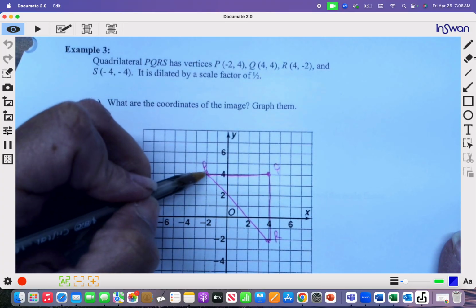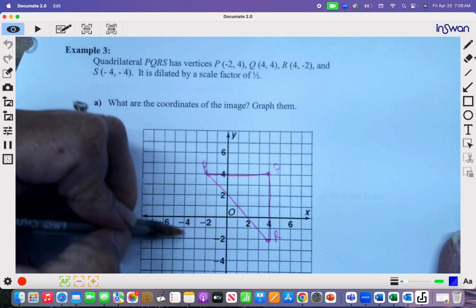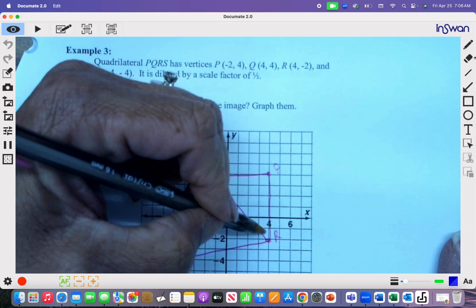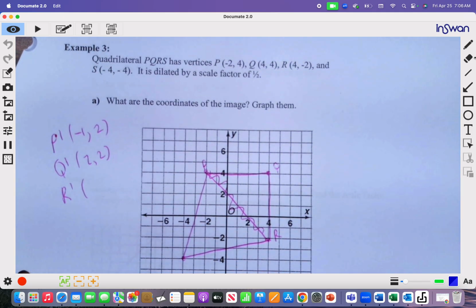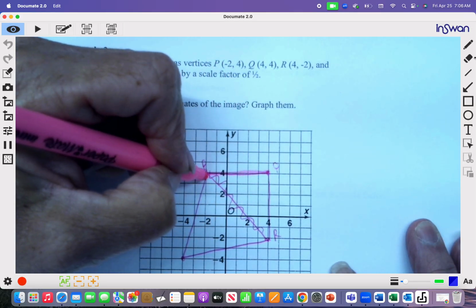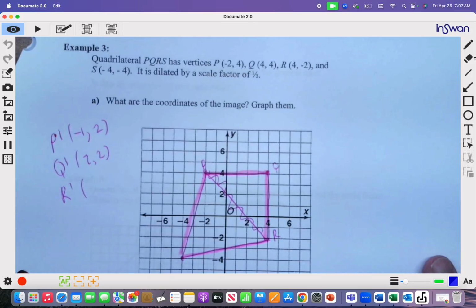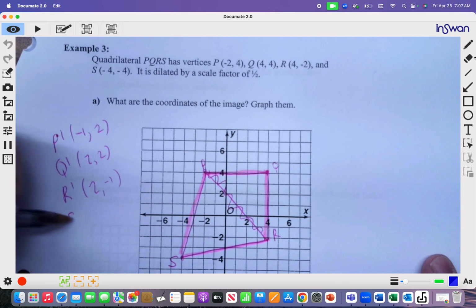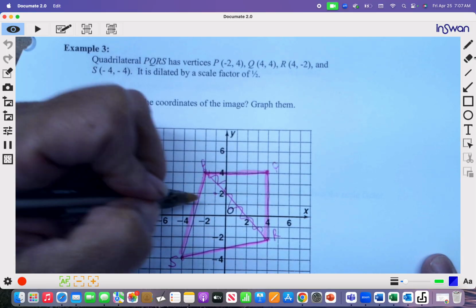This is a quadrilateral. It's negative 4, negative 4, which is here. So this is our quadrilateral. This line is not needed, so it's this shape that we're using. This is the shape, and then this is S. Getting back to this, R prime is 2, negative 1, and S prime is negative 2, negative 2. Then we're going to graph these points and make sure we label it.